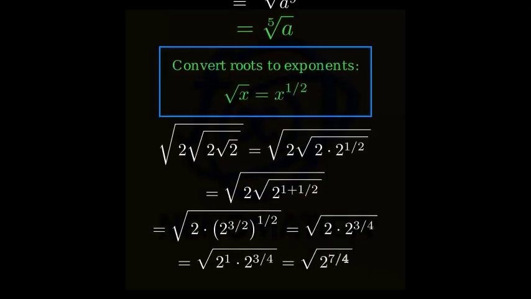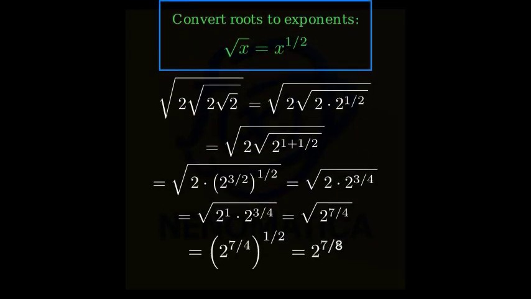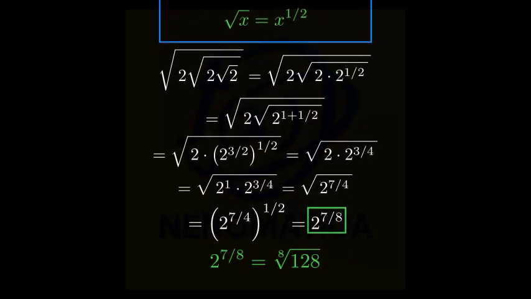Multiply by the leading 2 inside the last square root to get 2 to the 1 times 2 to the 3/4 equals 2 to the 7/4. Finally, taking the outer square root gives 2 to the 7/8. This is equivalent to the 8th root of 128.